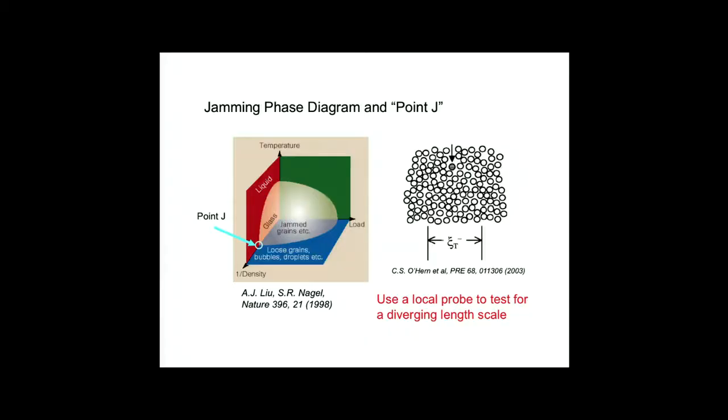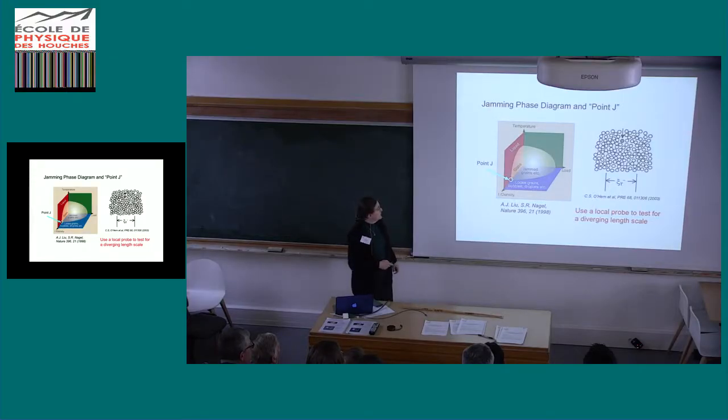This jamming phase diagram idea, which has already been shown, is from about 20 years ago. As a function of temperature, load, or inverse density, as you compress your granular packing, you can make a transition at this point J from a regime where it's able to flow easily to a regime where the system acts like a solid. This transition has been suggested to be of a second order nature, even though this is an athermal system. If that's true, you would expect to see some kind of diverging length scale at this transition.